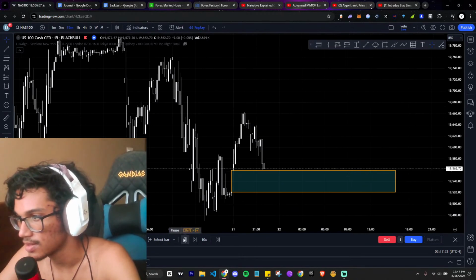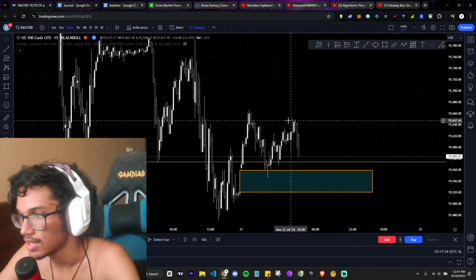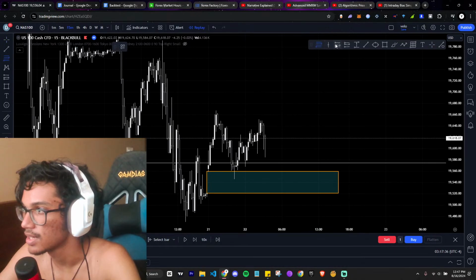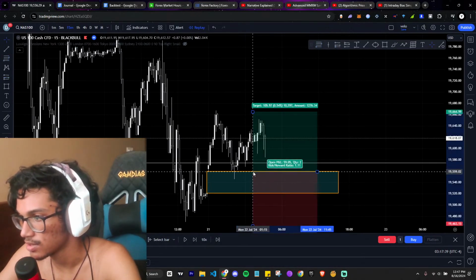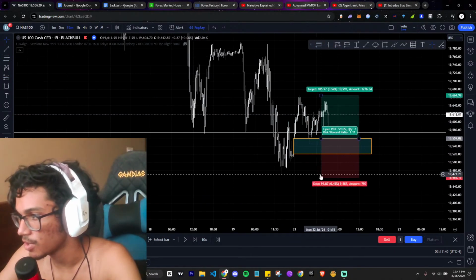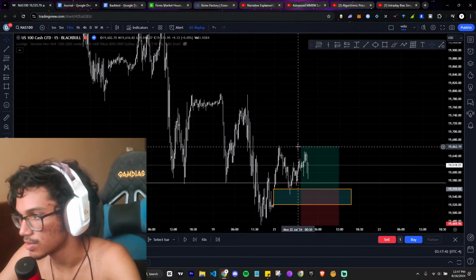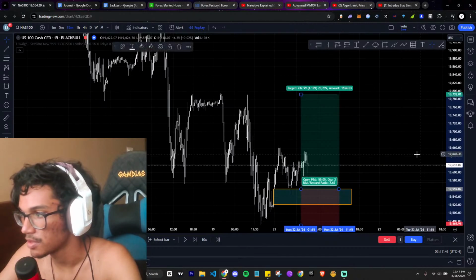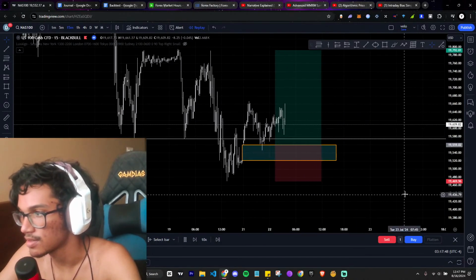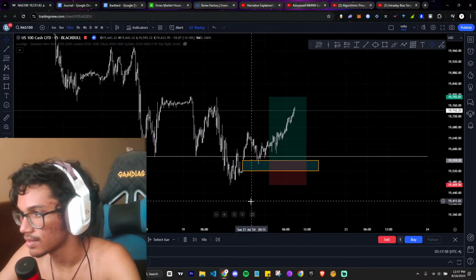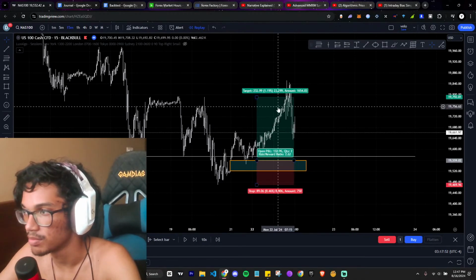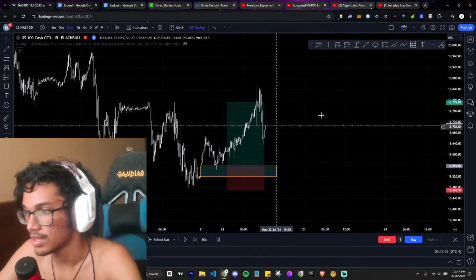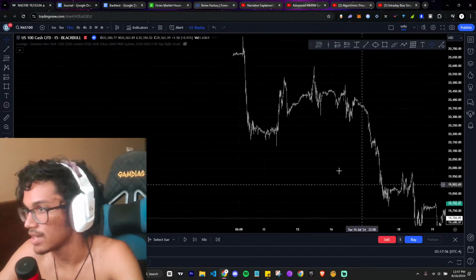So let's see if it taps back in. Okay, we tap back in. Once we tap back in, we're targeting what? But here's the problem, right? We gotta identify inducement as well because they're gonna be waiting for 2.62. Let's see if it hits. And there we go. Boom. TP right there. But okay, let's backtest again.